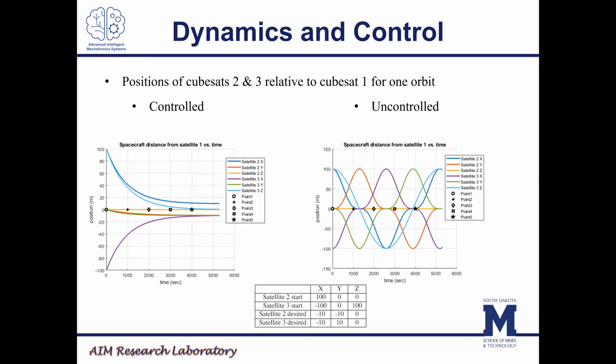Now this slide is the same information as we had on the previous slide, just one-dimensional. It's a 3-dimensional plot, so we've got the X, Y, and Z position plotted versus time. So we can see that in the uncontrolled system, it just oscillates back and forth. And then the controlled system decays down to 0. The controller is able to bring the states down to their goal positions.